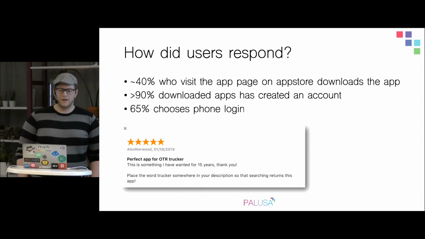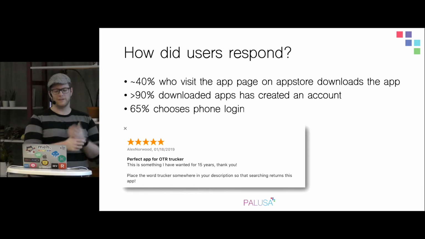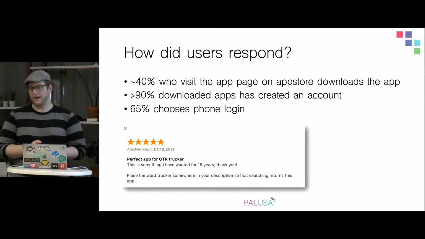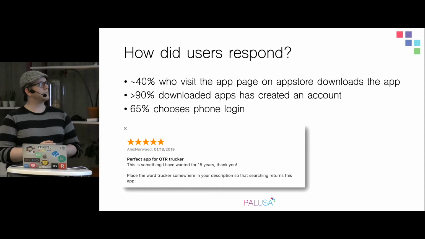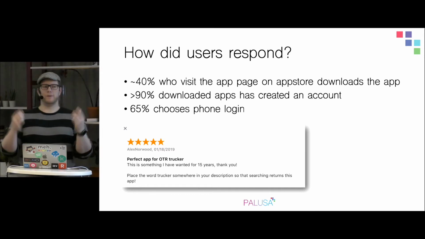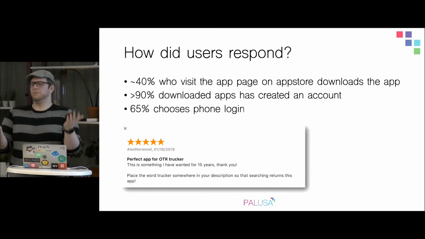So far, how did my users respond to this? Well, about 40% of those who visit the app page on the App Store have downloaded the app. And of those, I think 93-94% created an account. And over 65% choose the phone login. This could be because there's no Facebook button, which people are used to, and they see a Google button and go like, why?